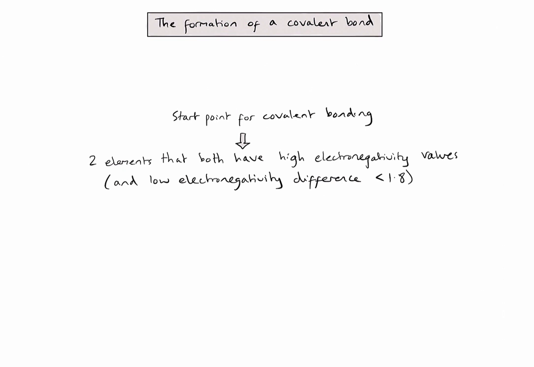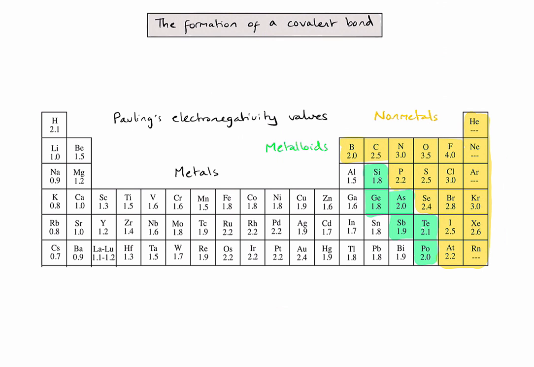This means that the formation of a covalent bond tends to be between two non-metallic elements such as fluorine and fluorine. As you might remember, the electronegativity values for non-metals tend to be much higher than metals. You can see that in the table of Pauling's electronegativity values, where the non-metals are highlighted in yellow and have much higher values than metals.